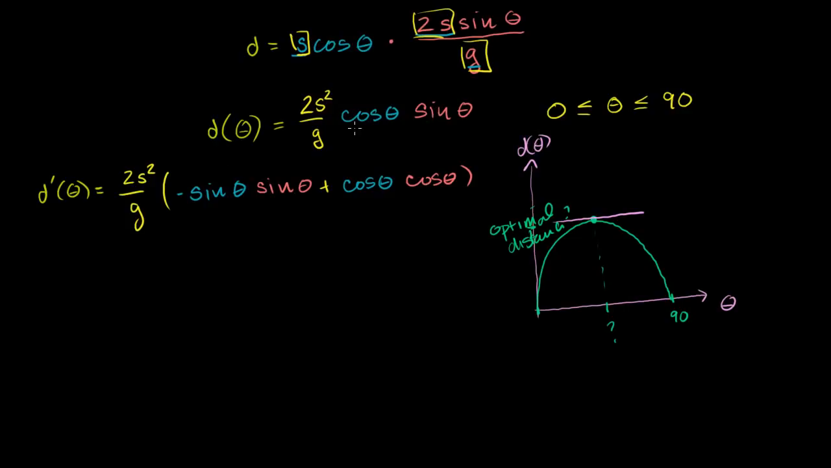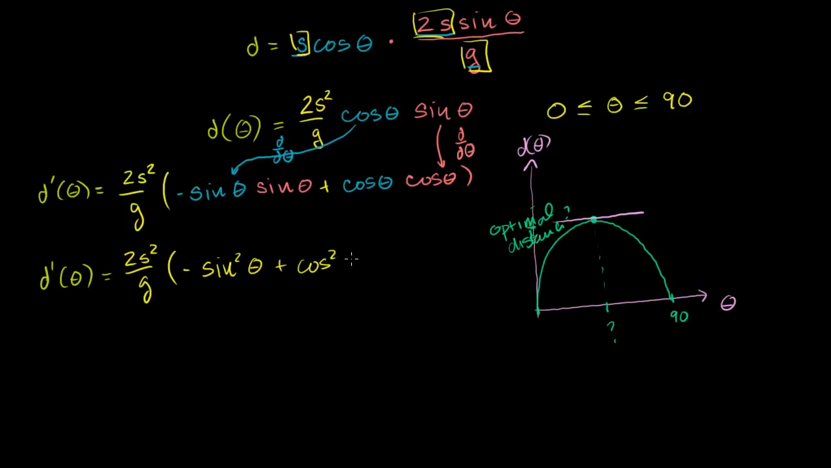Let me make it even more explicitly clear. We took the derivative of this guy here. So this is the derivative with respect to theta. And we took the derivative of this guy over here with respect to theta. We took the derivative of cosine there, multiplied it by sine. Took the derivative of sine here, multiplied it by cosine. Just the product rule. Now what does this give us? We can simplify this a good bit. So we could write the derivative d prime is equal to, we could keep this constant out there, 2s squared over g times. Now negative sine of theta times sine of theta, that's just negative sine squared of theta. And then cosine theta times cosine theta, that's just plus cosine squared of theta.